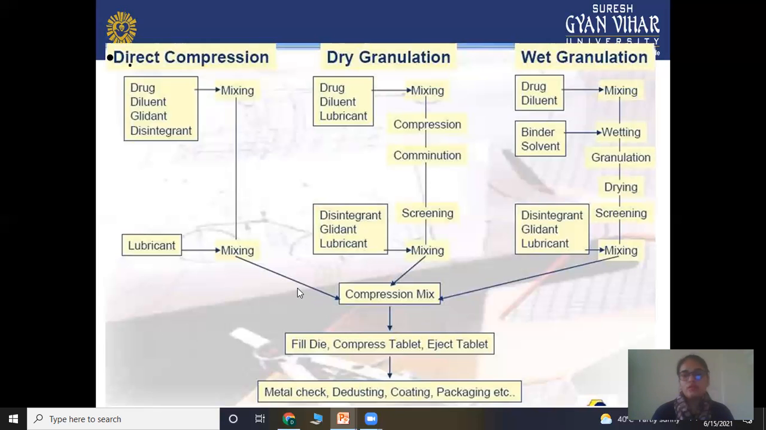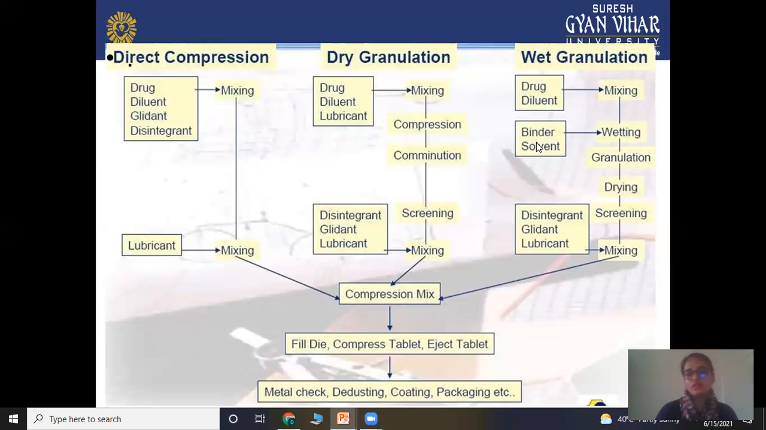You just need to know the difference between these three processes. In direct compression, no granulation method takes place. You directly take all the excipients and drug and compress them directly. In dry granulation, no moisture content is required. You take the excipient and drug and prepare the mass with it, and then screening takes place. After this, you add certain excipients to enhance the flow property and disintegration rate.